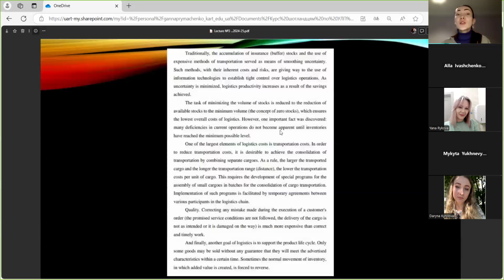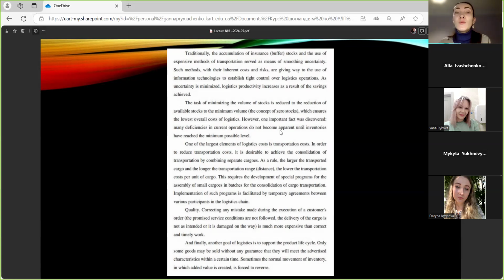So, traditionally, the accumulation of insurance buffer stock and the use of expensive methods of transportation served as means of smoothing uncertainty. Yes, sometimes we need to use it. It could depend on the territory, the situation, the goods. Maybe we need to deliver in a very, very fast time.